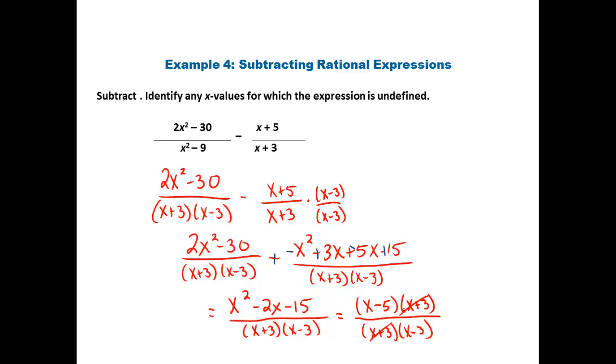And then our x plus 3's cross out. And this simplifies to x minus 5 over x minus 3. Alright, now the values that x cannot equal, we have to look at all of the problems. So x can't be plus or minus 3. Okay, it can't be -3 from here, +3 from here.